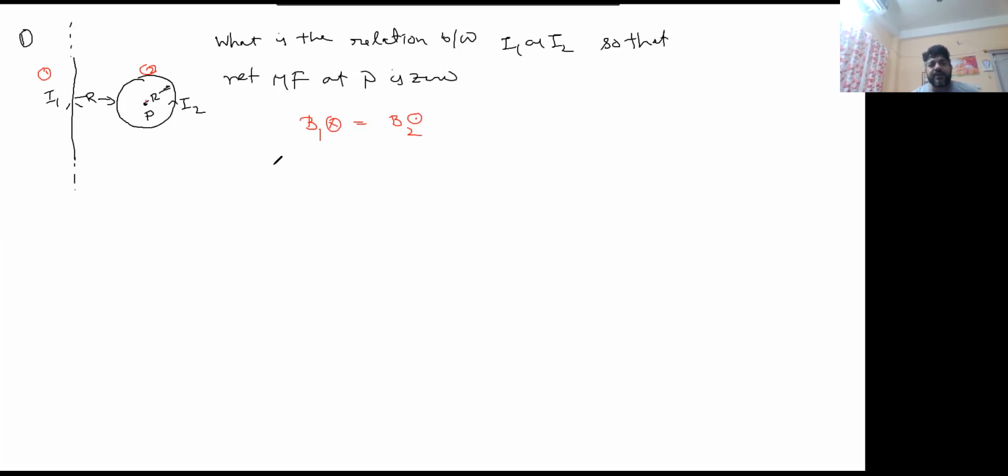So for the first infinitely long wire, my formula is mu naught I1 by 2 pi times the distance from this point to this point. What is the total distance? 2R.